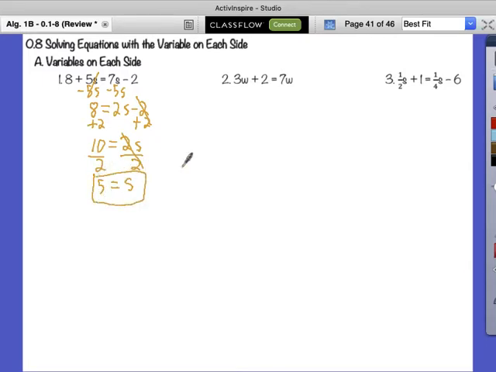Could we go back and check our work if we wanted? Yeah. Do we have to? No. If we were to check our work here, though, where would we plug 5 in? Which one? Both sides. That was a trick question. You plug it into both sides. Just plug it in everywhere you see the variable. Any questions on that first one?